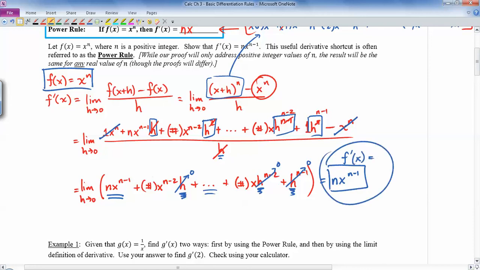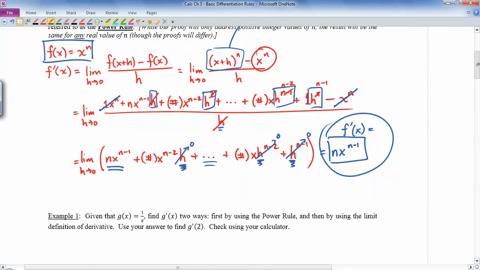And again, we only proved it for positive integers. It is possible to prove it for negative integers, for zero, and for real numbers like x to the 1/2. You can do that too, even though 1/2 is not an integer. And this rule ends up holding all the time for any real value of n. We're not going to prove them all, but it's important to know because then you can use it all the time.